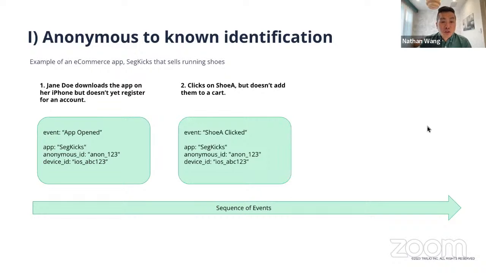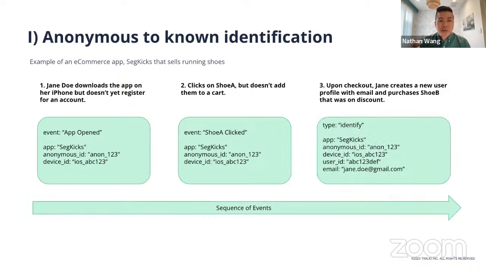Jane then clicks on shoe A, but she doesn't add it to a cart. And you'll note at this juncture, again, because she hasn't registered for an account, all these events will be sent through with an anonymous ID and the iOS device ID. What Jane subsequently does is she checks out, and upon checkout, she creates a new user profile with the email, and she purchases shoe B that was on discount.